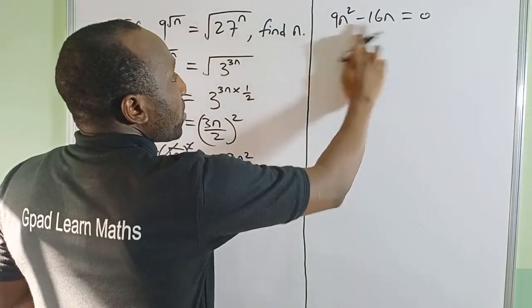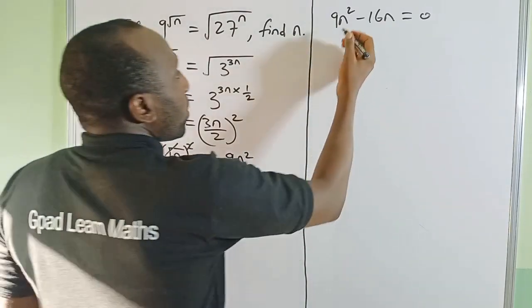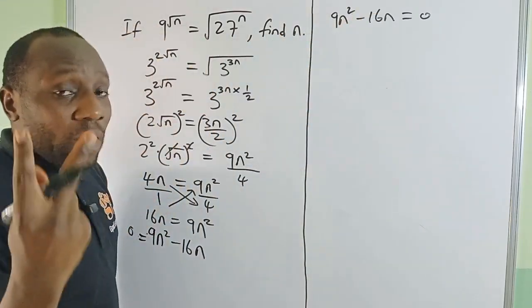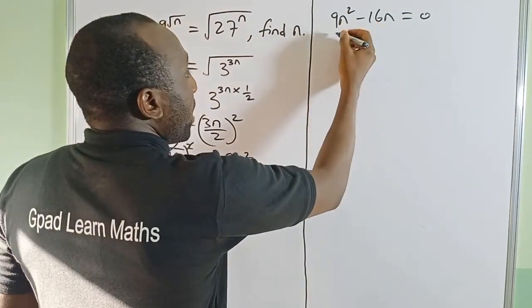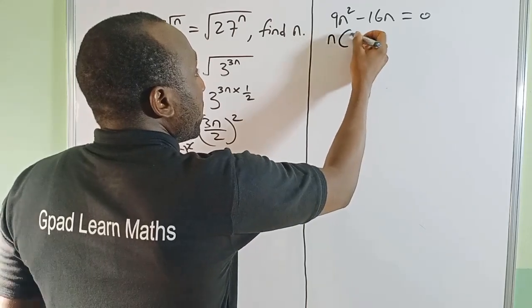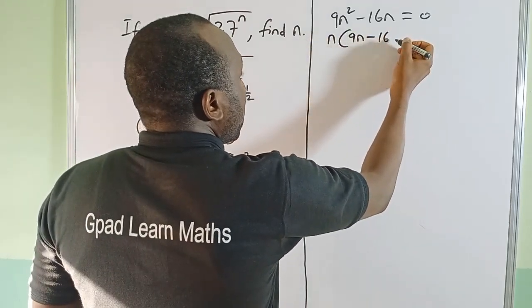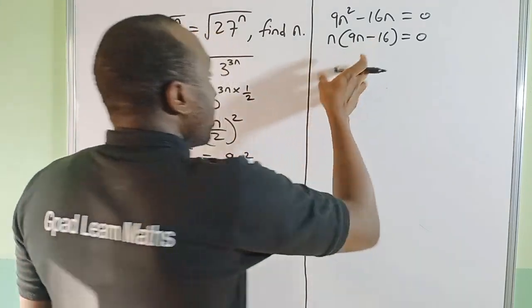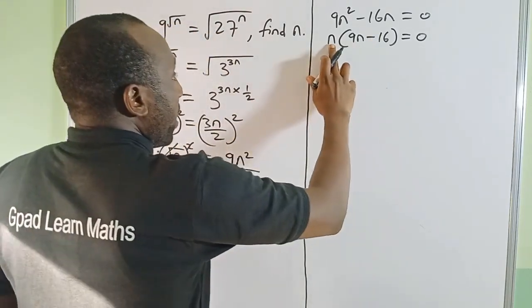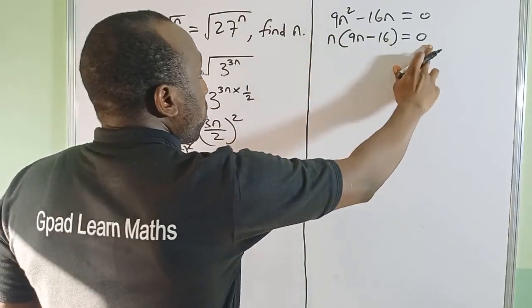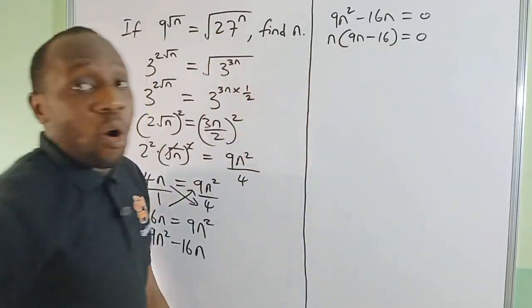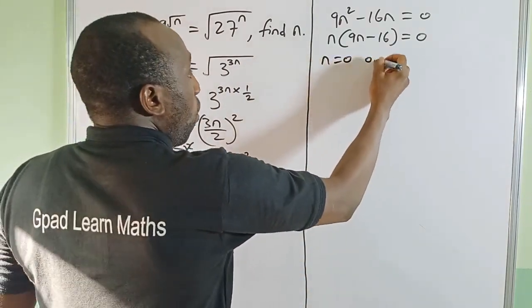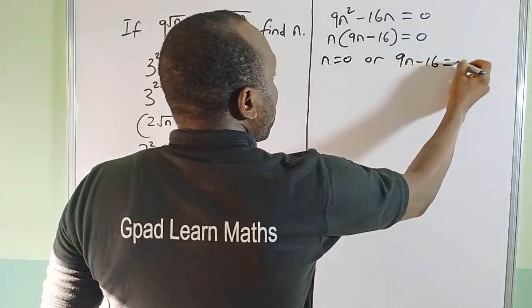So look at these two terms. Let's factorize now, because we need to get the value of n. Now, because this is a quadratic equation, we're going to have two values of n. So if I factorize this, n is common. I will bring out n. This will be 9n minus 16, which is equal to what? 0. So we're going to use the zero product rule, because n bracket 9n minus 16 is equal to 0. It means that either n is equal to 0 or 9n minus 16 is equal to 0.